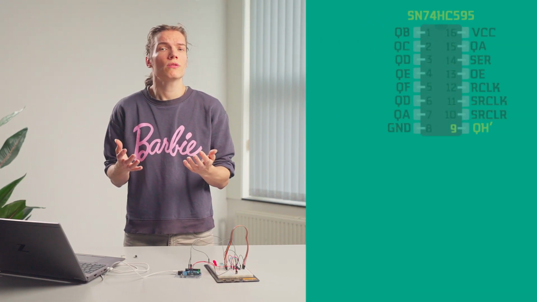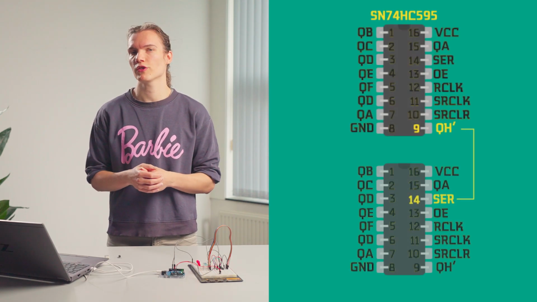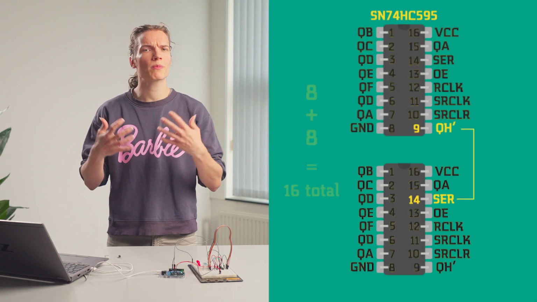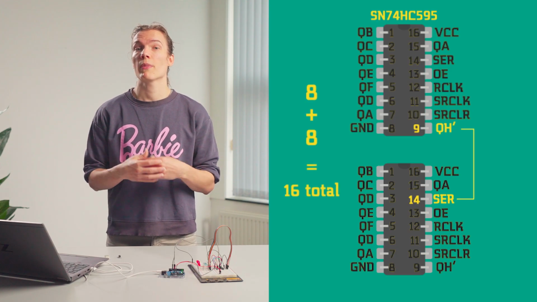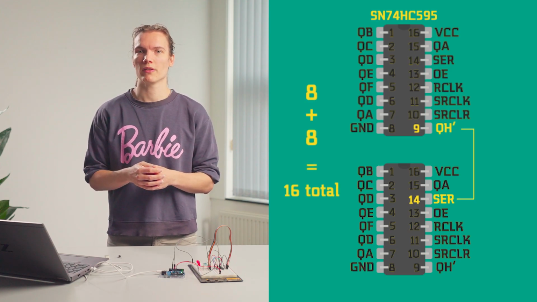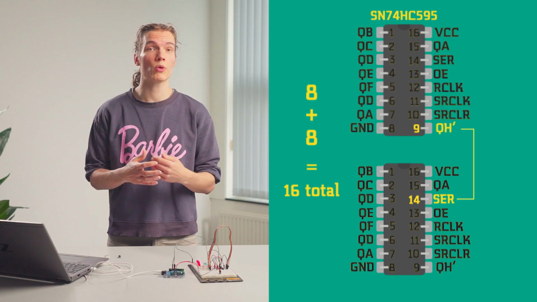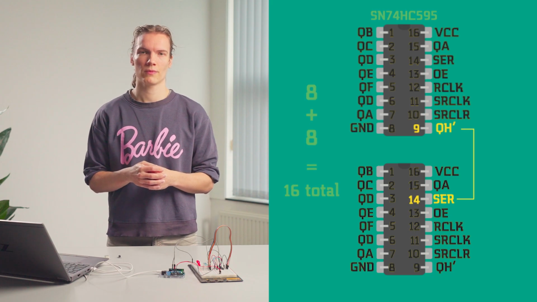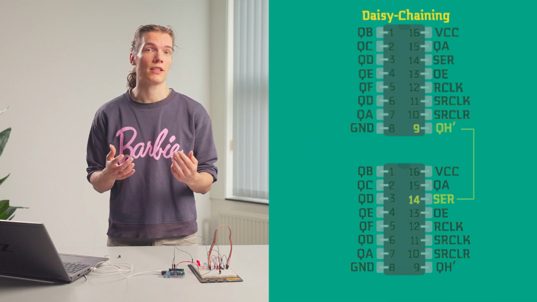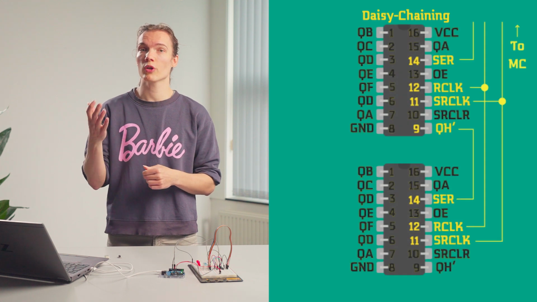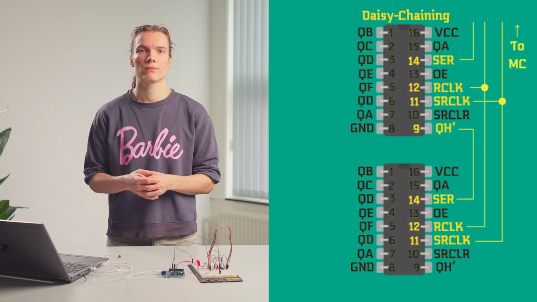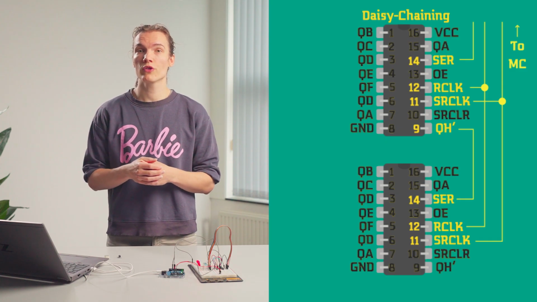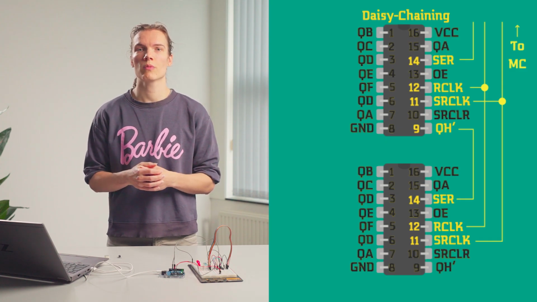Finally, let's discuss the one final output pin, the QH asterisk pin. Because what if you don't want to have 8 outputs, but perhaps 9, or 10, or 24? Well, it is possible to chain multiple shift registers together. And this would be similar to expanding your sorting set. By connecting the QH asterisk output pin of one shift register to the serial input pin of another shift register, you can expand the amount of outputs that you have. This technique is called daisy chaining, and this allows you to pass signals from one shift register to the next shift register. Don't forget to connect both the shift register clock and the storage register clock between the shift registers as well.